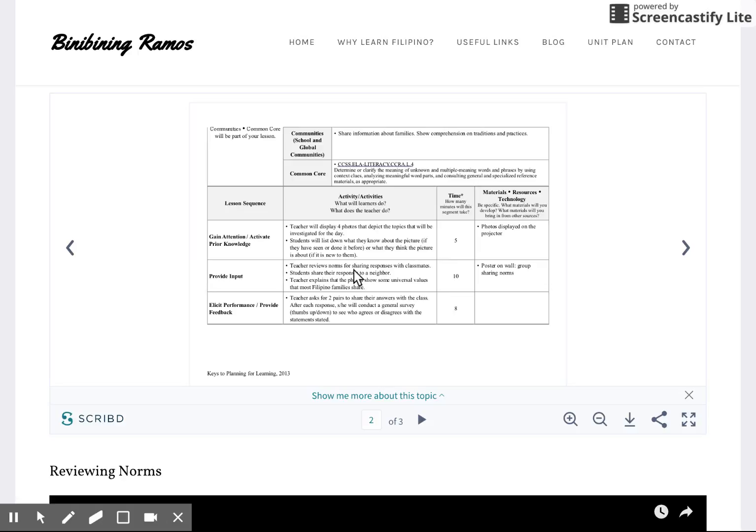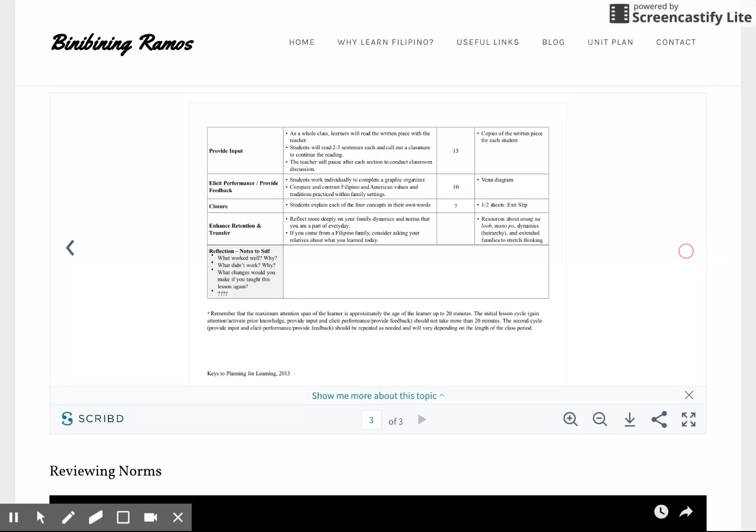And then I will review the norms and expectations when they are sharing the responses to their classmates. I will explain that these are some of the universal values and practices that most Filipino families share. And then I'm going to ask a few pairs to share to the class what they talked about in their pairs.